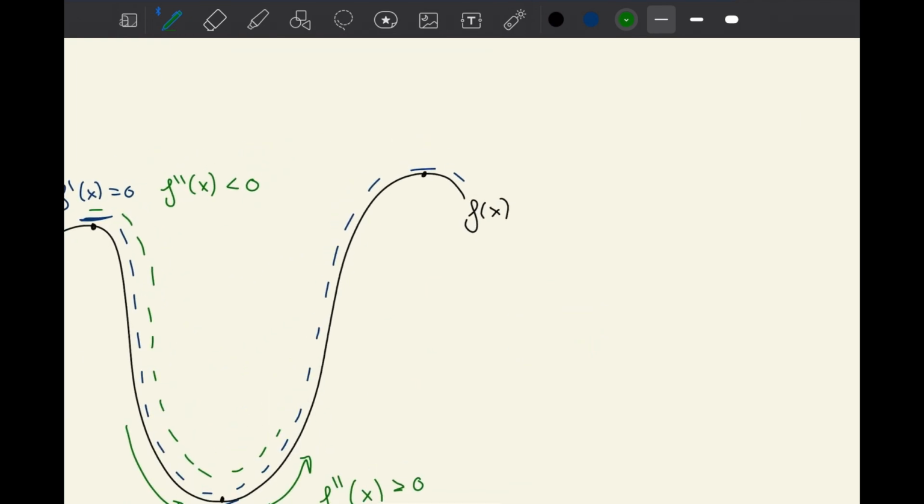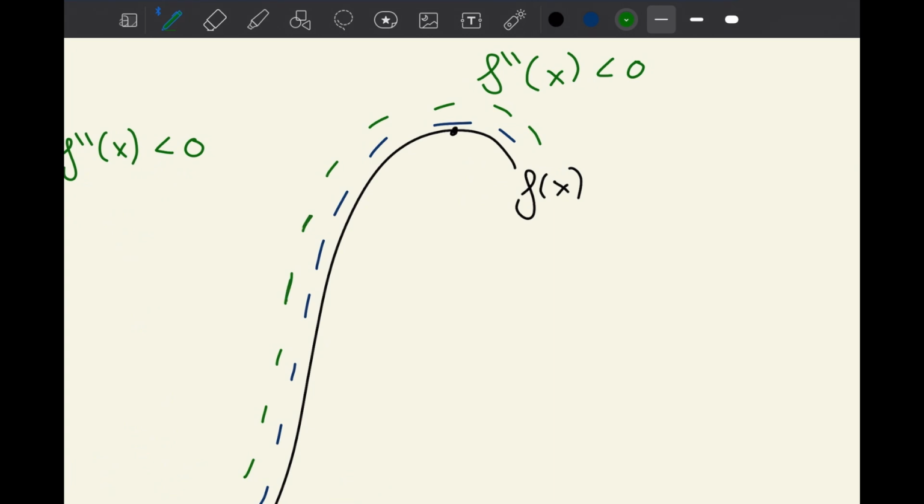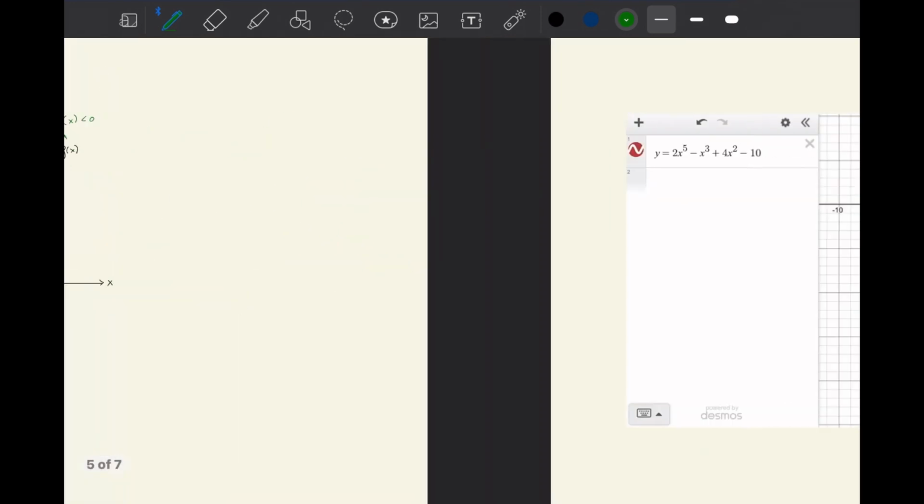And then look at this. When we come back to a maximum point, once again, our second derivative is going to be less than 0 because the slope is decreasing. It starts off quite steeply and then it decreases by the time it reaches the critical point when the slope is 0. So let's look at an example.